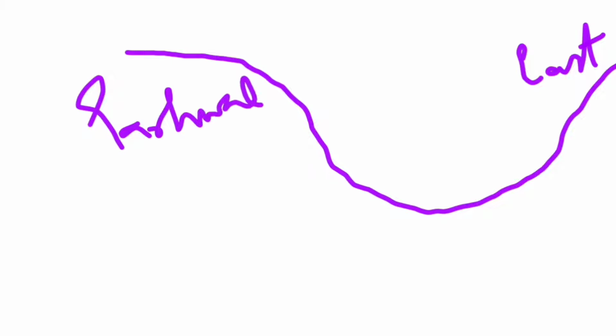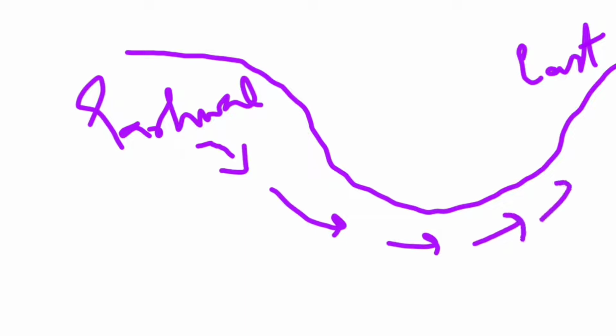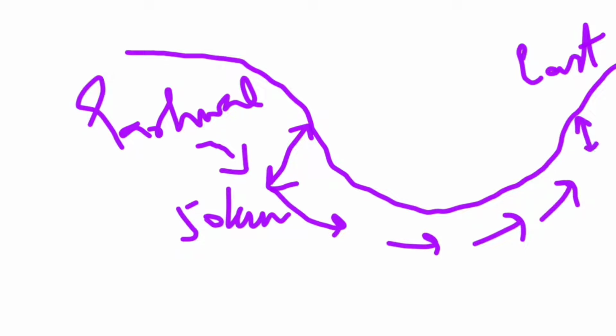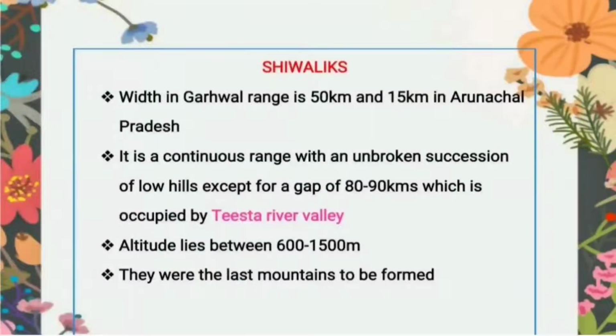This is a simple funda here. Say this is the Garhwal part and this is the east part. When the Shivaliks move from this area towards this area, here the width is 50 kilometers, but when moving to the Brahmaputra Valley, it gets reduced to only 15 kilometers. So this is the meaning of the width difference in the Garhwal and Arunachal Pradesh regions.